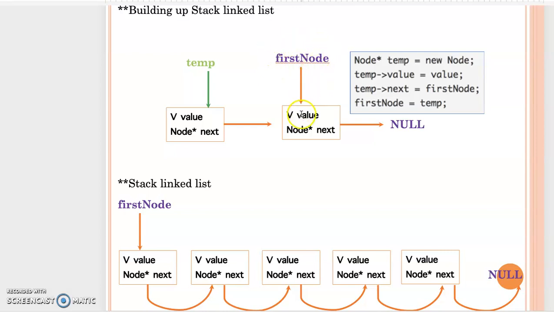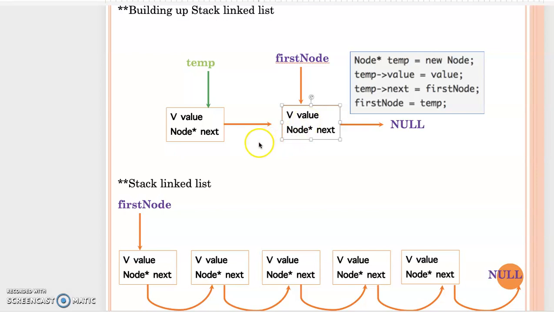So when we have a new node we want to create, we just create a temp node. This node value will equal the value we pass. When we try to assign this temp node to the first node, we will have the temp next equal to the first node. When the first node equals 0, the first push node will have its next refer to the first node, and then the first node is assigned to the temp.